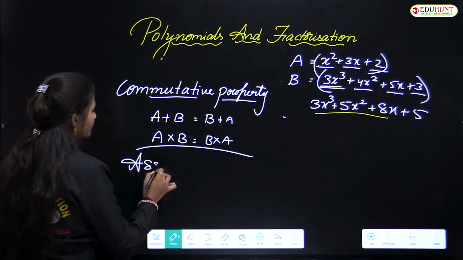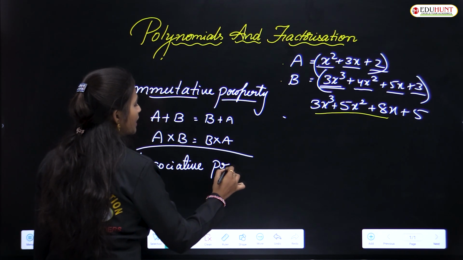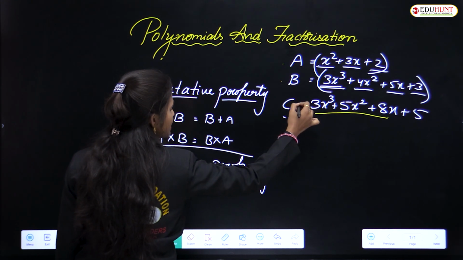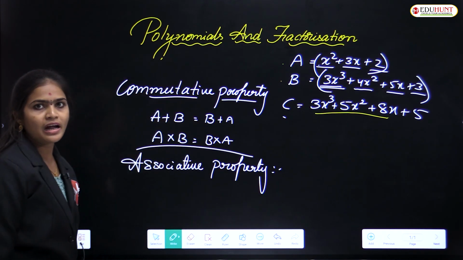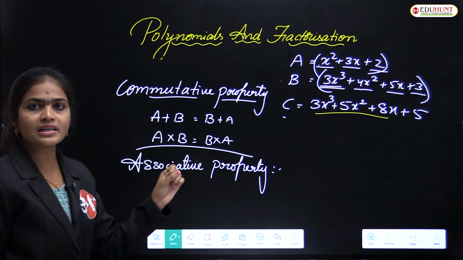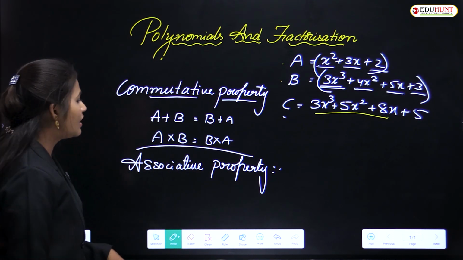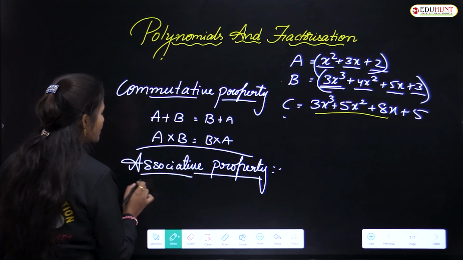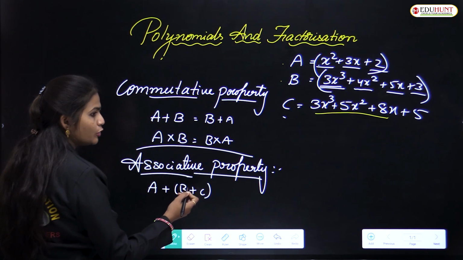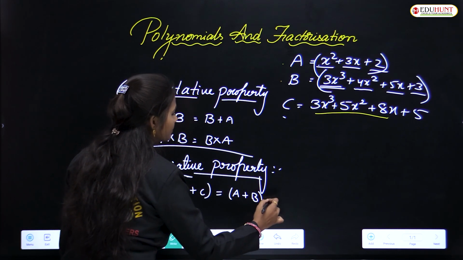Now, associative property. So associative property means here you have to take three polynomials. In the associative property in the number system we consider three numbers, so here you have to take three polynomials. Now in the associative property we can say that a plus b plus c, if you group any two polynomials in any order, then you will get the same result.